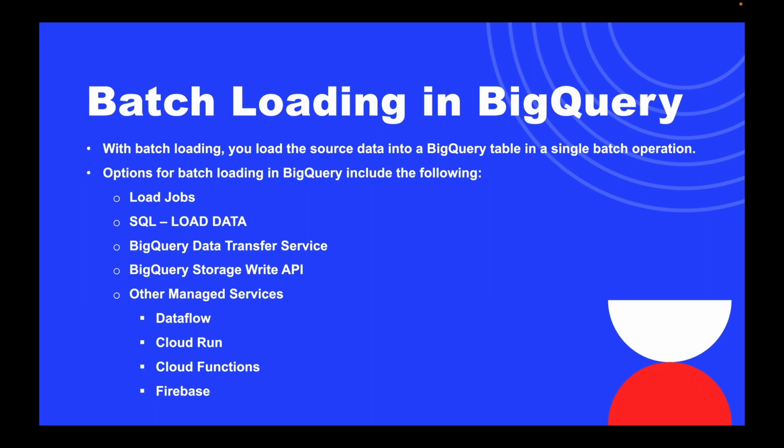And the next option is the BigQuery Storage Write API. You can use this API to load data from a GCS bucket to BigQuery. Apart from this, these are the predefined options available inside Google Cloud's BigQuery. We also have various other options like Dataflow, Cloud Run, Cloud Functions, Firebase, or you can even spin up a Dataproc cluster and write a Python script to load data from a BigQuery table or from a GCS bucket to a BigQuery table or vice versa. So these are the available options, and now we will take the SQL LOAD DATA option and implement it practically.